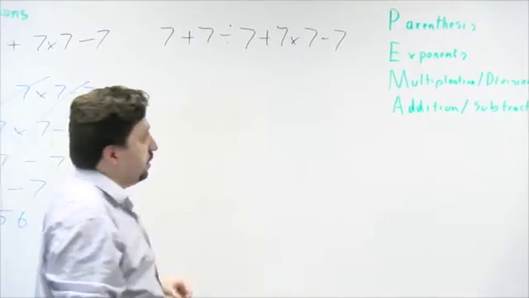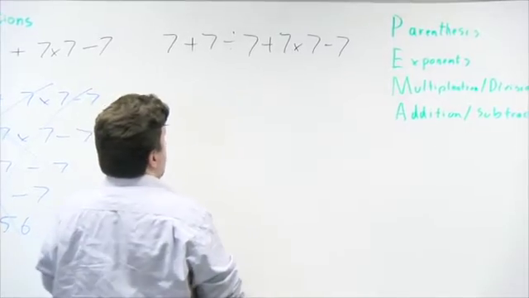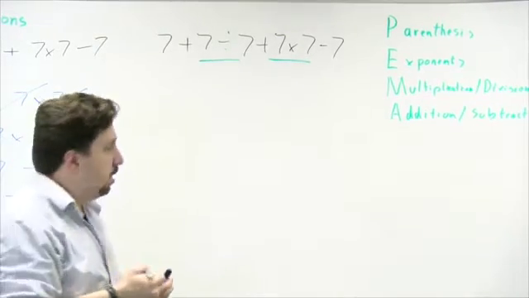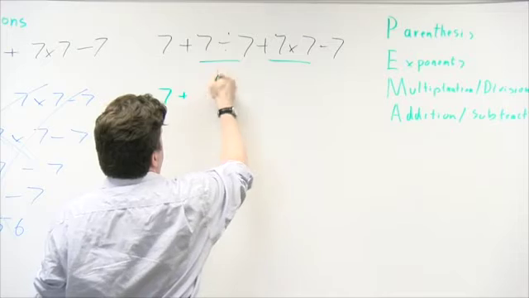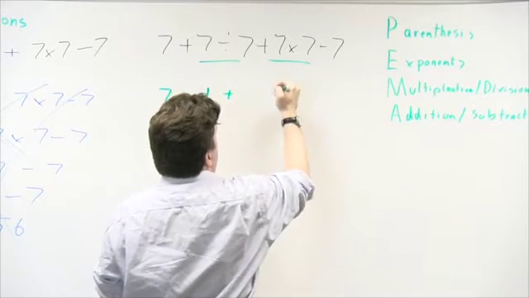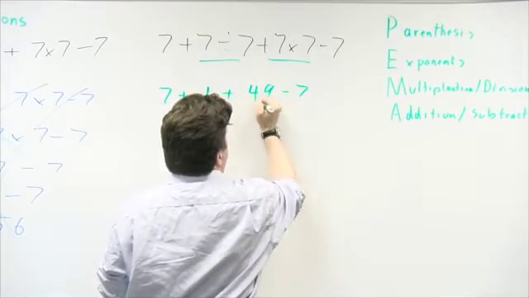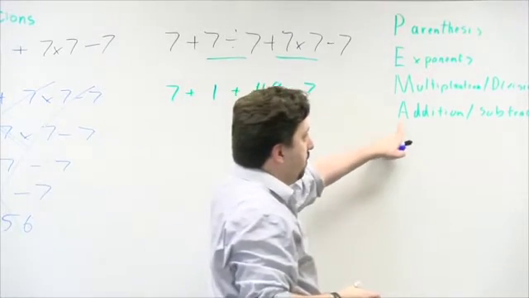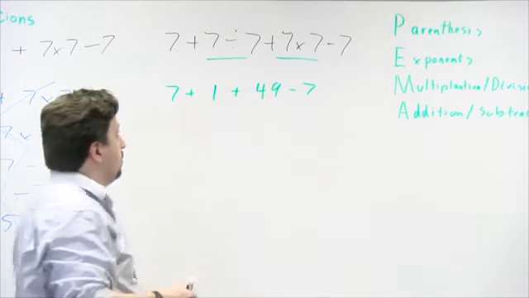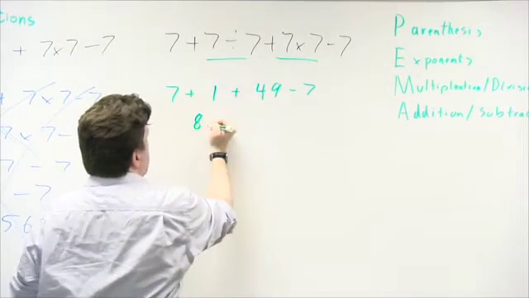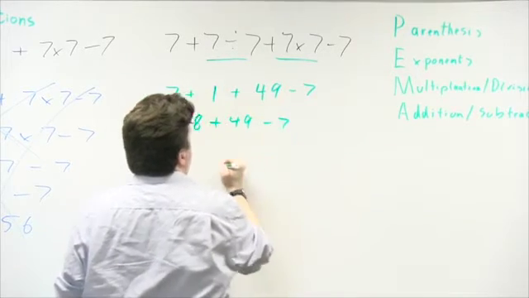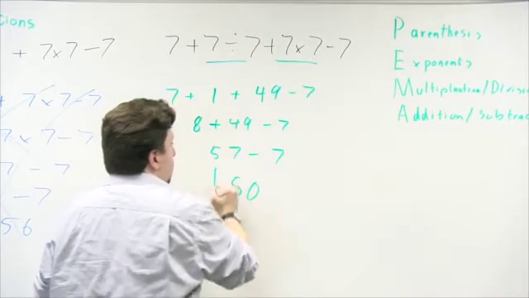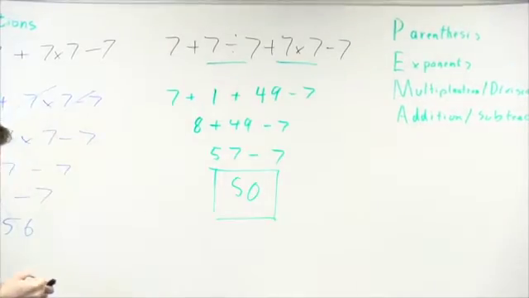So this problem, if we're going to do it properly, what we really need to do is these two guys first. 7 divided by 7 is 1. 7 times 7 is 49. Then, we're going to do our addition and subtraction. And when we do operations that have the same priority, we're going to go from left to right. So, we're going to get 8 plus 49, which gives us 57 minus 7, which gives us 50, which is the correct answer.